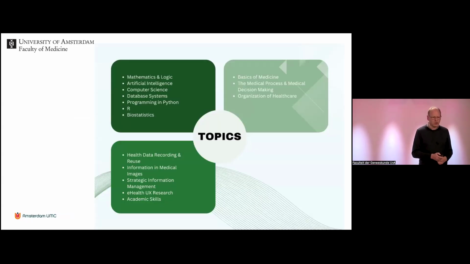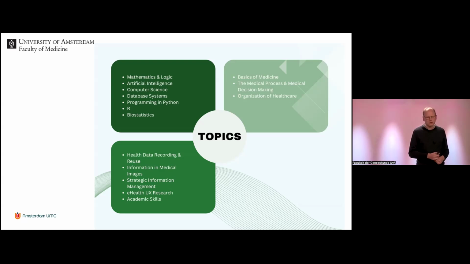A little bit about the contents of the pre-master. We have 15 topics, as I mentioned, and they are more or less in 3 domains. We have the domain of, let's say, the more computer science-like topics, such as mathematics and logic, artificial intelligence, computer science, databases, programming in Python and R, and biostatistics. Then we have the more medical topics. These are basics of medicine, medical process, and medical decision-making, and the organization of healthcare. So these are all topics that you, depending on your background, could have an exemption for.